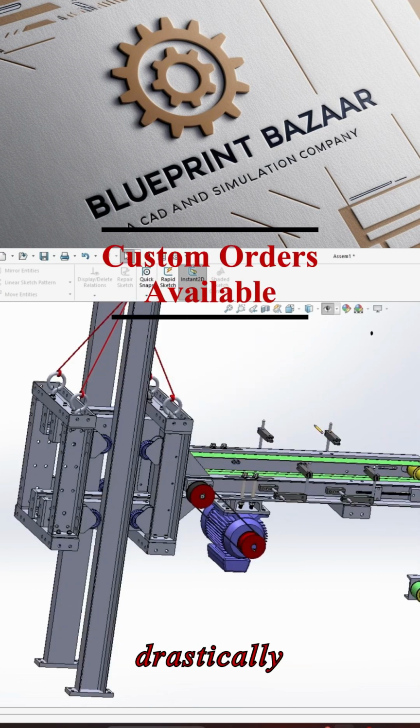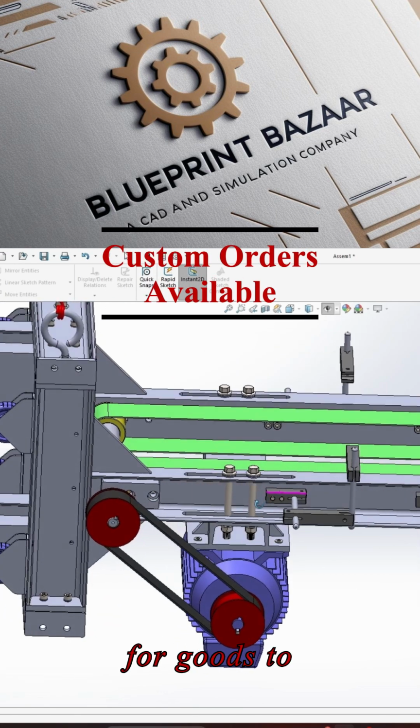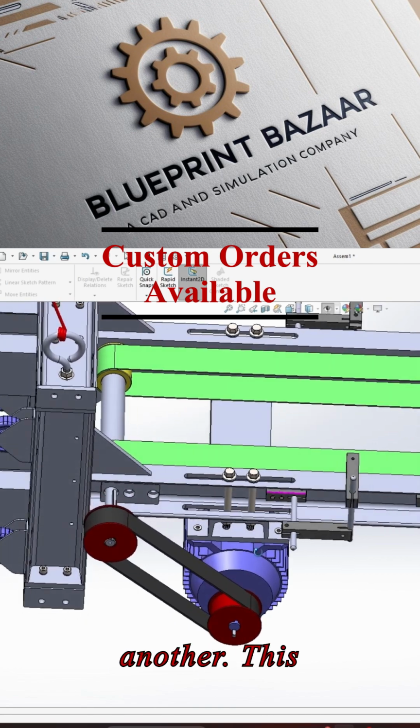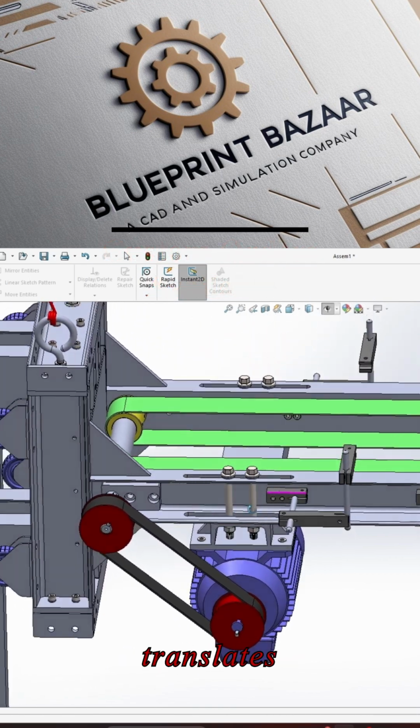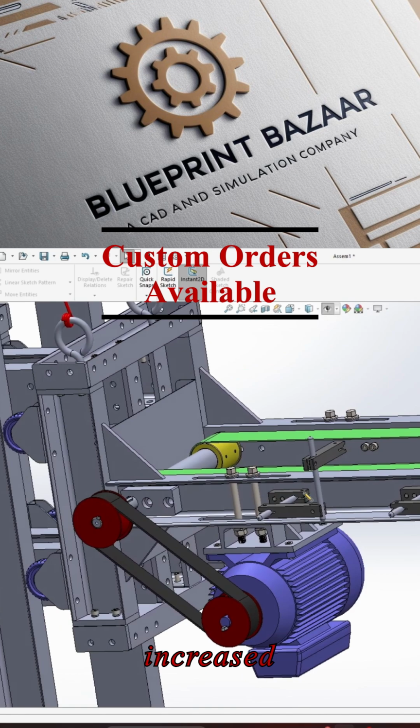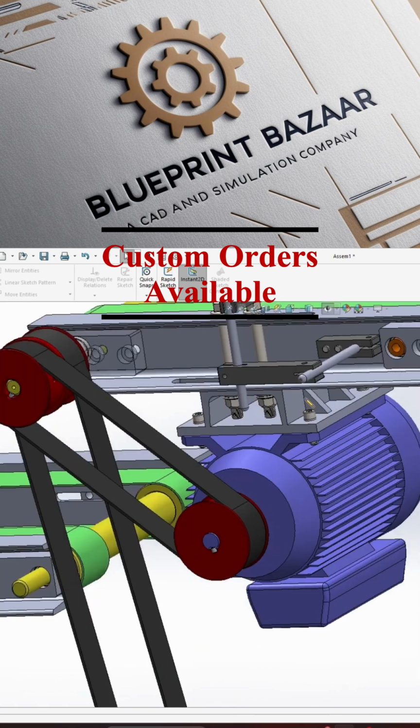Conveyor belts drastically reduce the time it takes for goods to move from one point to another. This speed translates directly into increased productivity and throughput.